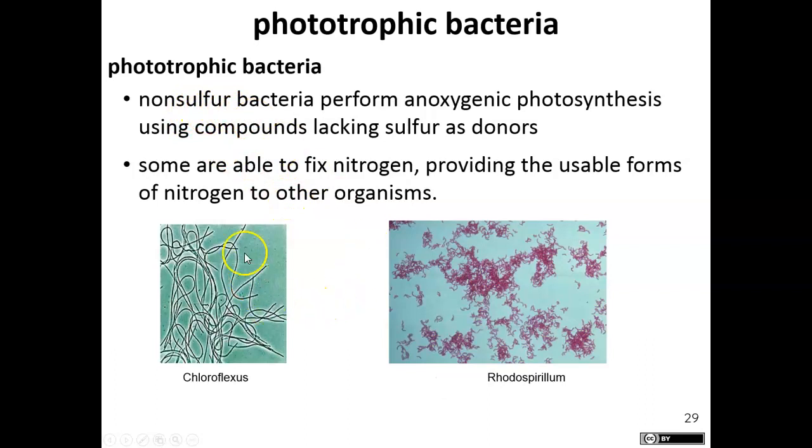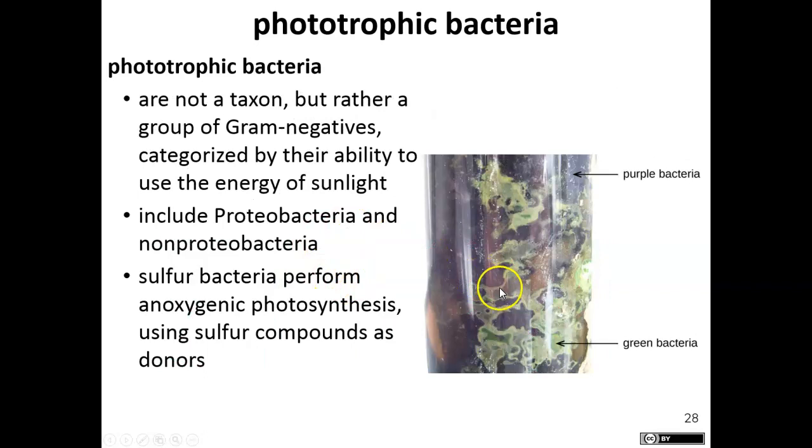So you have two different types of sulfur bacteria. We have purple bacteria and green bacteria that are both sulfur bacteria, and they take hydrogen from hydrogen sulfide or from sulfate, producing sulfur gas as a byproduct.